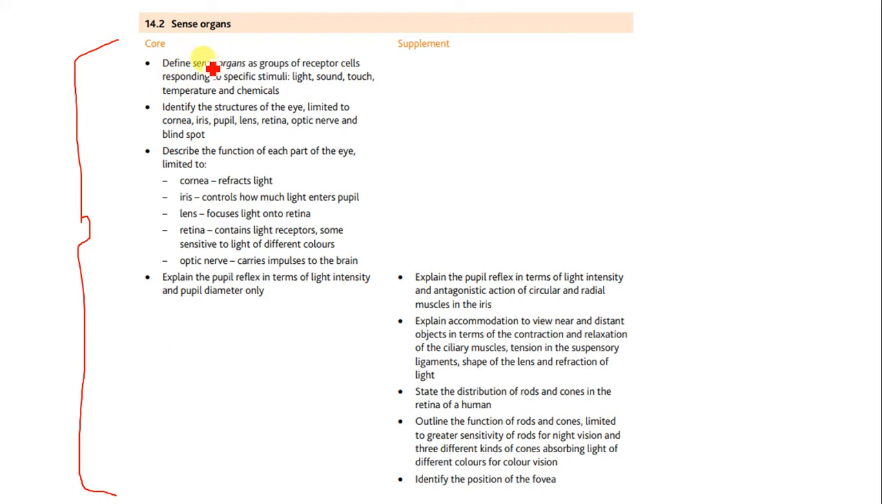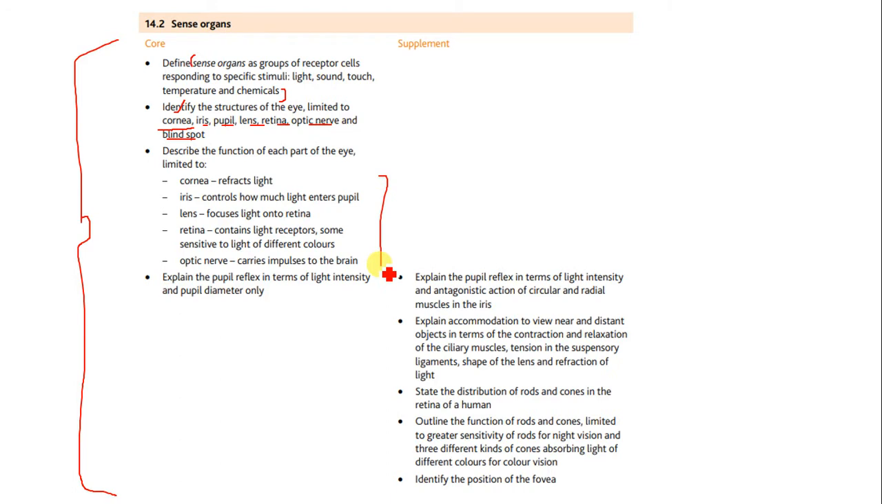Now we should be able to define sense organs. If you are asked to define a sense organ in the exam, this is it. Define the sense organ as a group of receptor cells responding to specific stimuli: light, sound, touch, temperature, and chemicals. We should also be able to identify the structure of the eye, limited to cornea, iris, pupil, lens, retina, optic nerves, and blind spot. So this is the whole part they need to know and be able to say their functions.